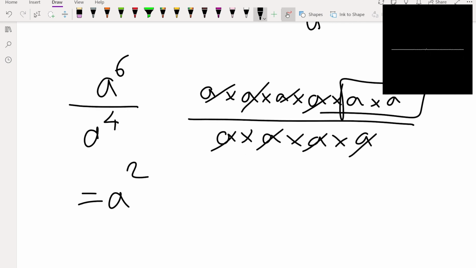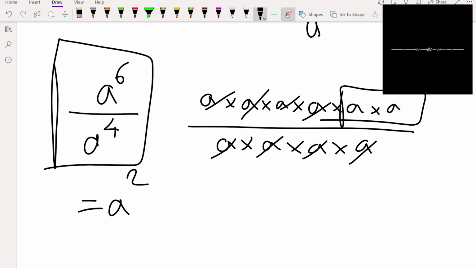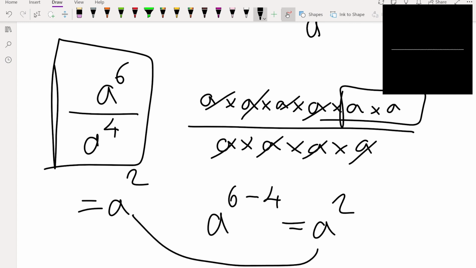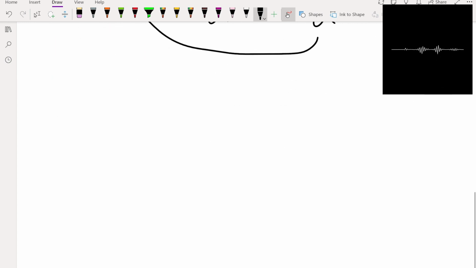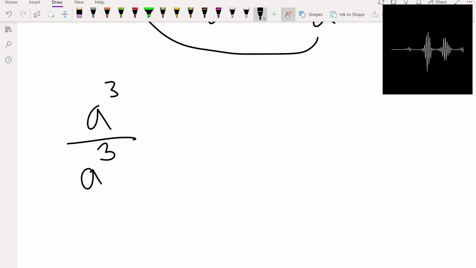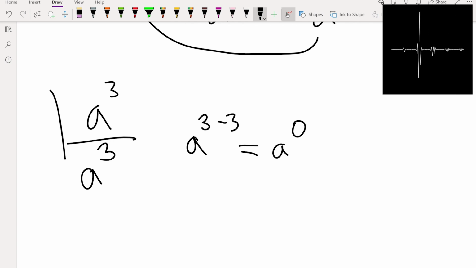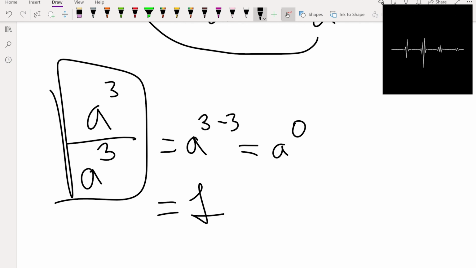Now let's go back to the start with a to the power of 6 over a to the power of 4. Well, a to the power of 6 minus 4 is equal to a to the power of 2. Which is what we got earlier. Nice. Now, how about we try something like a to the power of 3 over a to the power of 3. You might have spotted it already, but any number divided by itself is 1. So a to the power of 3 over a to the power of 3 is 1. It can also be written as a to the power of 3 minus 3, which is equal to a to the power of 0. We already know that this, which is equal to this, is equal to 1.